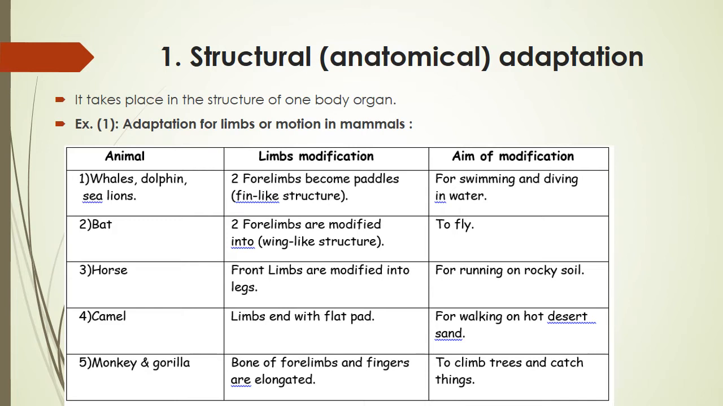Example number 1, adaptation for limbs or motion in mammals. Whales, dolphins, and sea lions, the forelimbs become paddles, fin-like structures for swimming and diving in water. Bat, forelimbs are modified into wing-like structures to fly. Horse, front limbs are modified into legs for running on rocky soil. Camel, limbs with flat pad for walking on hot desert sand. Monkey and gorilla, bones of forelimbs and fingers are elongated to climb trees and catch.